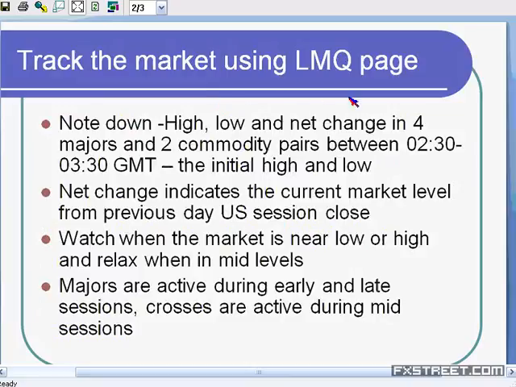Now, in the live market quote page, what you are supposed to do, I have given the link there. We note down the high, low, and the net change in the 4 majors and 2 commodity pairs, which are set around 2:30 to 3:30 GMT as the initial low and high, and they are used as the reference levels by the players. Then they try to take the market either on the upside or on the downside in order to create continued uncertainty in the market.